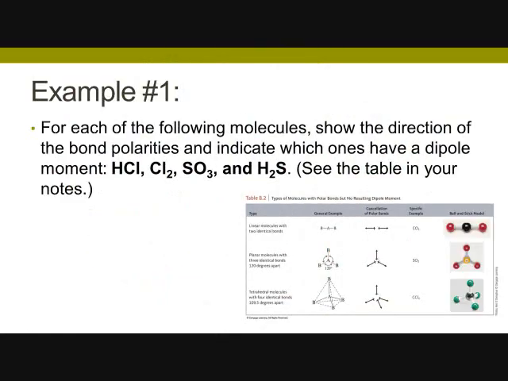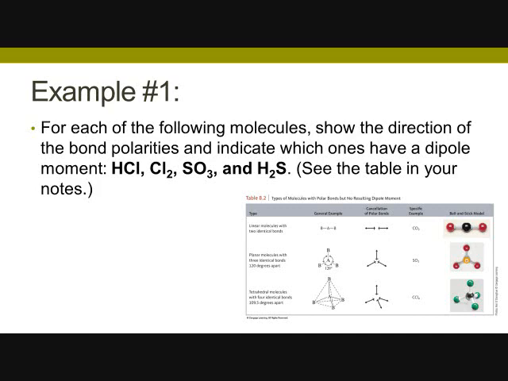Okay? So for each of the following molecules, show the direction of the bond polarities and indicate which ones have a dipole moment out of the 4 listed. And then this table that I have up here is on the next page of notes. It didn't fit, so it's on page 2 in your notes. This table helps to see when there's a cancellation of polar bonds. And when you have a cancellation of polar bonds, that means there's not a dipole moment. So they might be polar, but if they're canceling each other out, then it would be nonpolar. Okay?